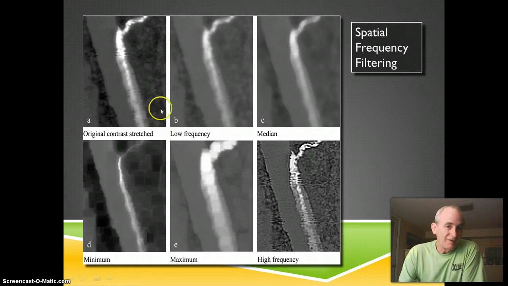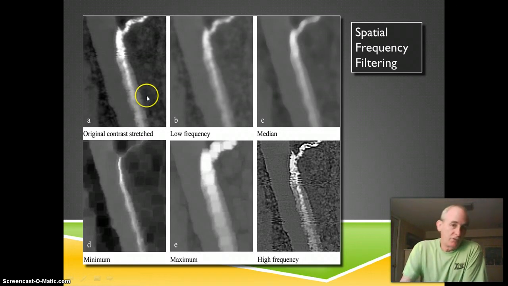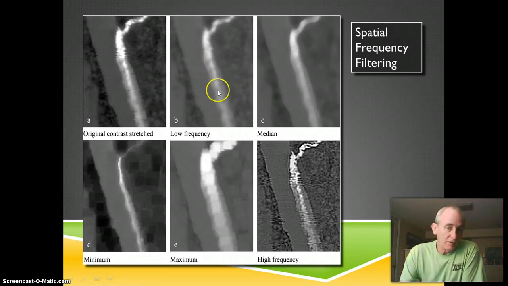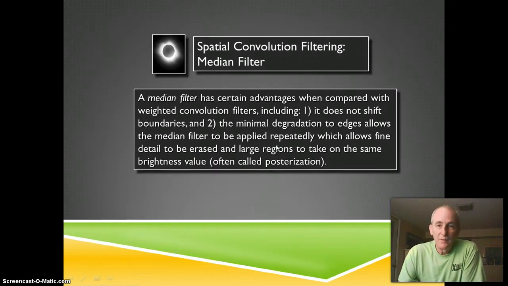This is, you could say, pretty much the raw image here. It is contrast stretched, probably a linear stretch, and then this is a low frequency or a smoothing filter. This is a median, which is also smoothing, and then the max, which is something of a smoothing. The high frequency is an edge enhancement filter, and then the minimum is more of a detail filter. In this instance, that's certainly what it looks like.